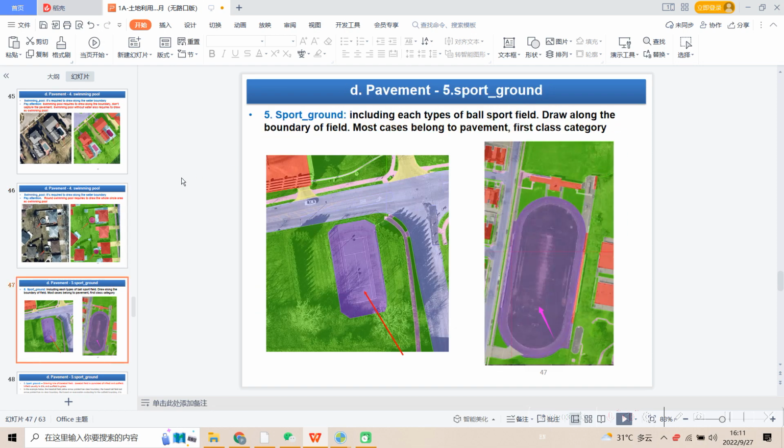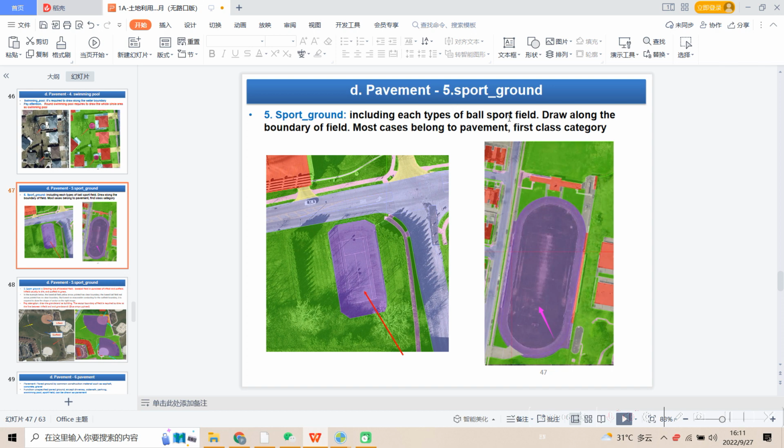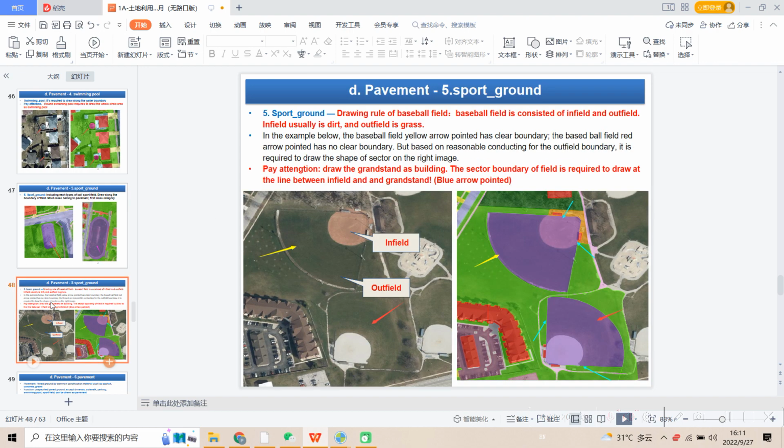Then it's a sports ground, including each type of sports field. We need to draw along the boundary of the field. Most cases belong to the pavement first class category, all right? Then in this one, if we are required to draw a sports ground, then draw a sports ground.